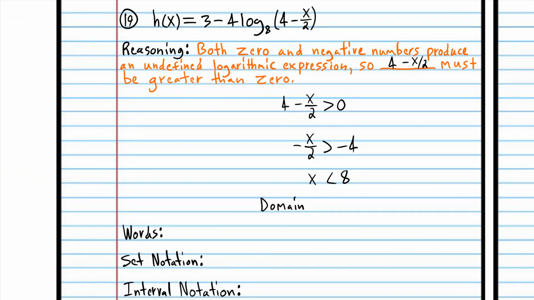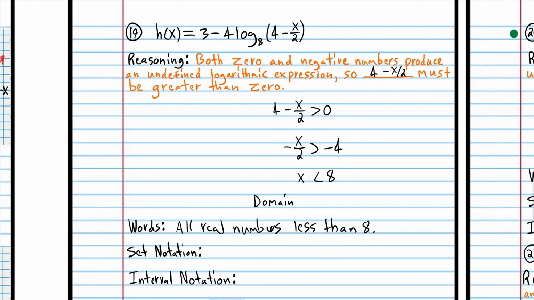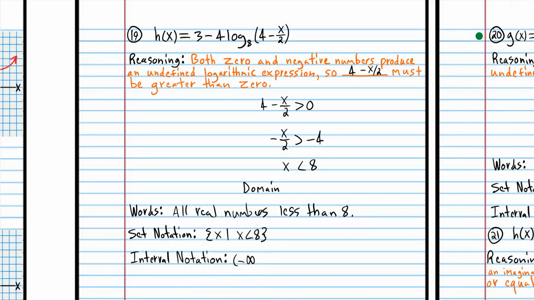So now we see what the domain is. The domain is all real numbers less than 8. And in set notation, we write negative infinity. Oops, that's interval notation. In set notation, we say the set of all x values such that x is less than 8. And in interval notation, we say negative infinity to 8.